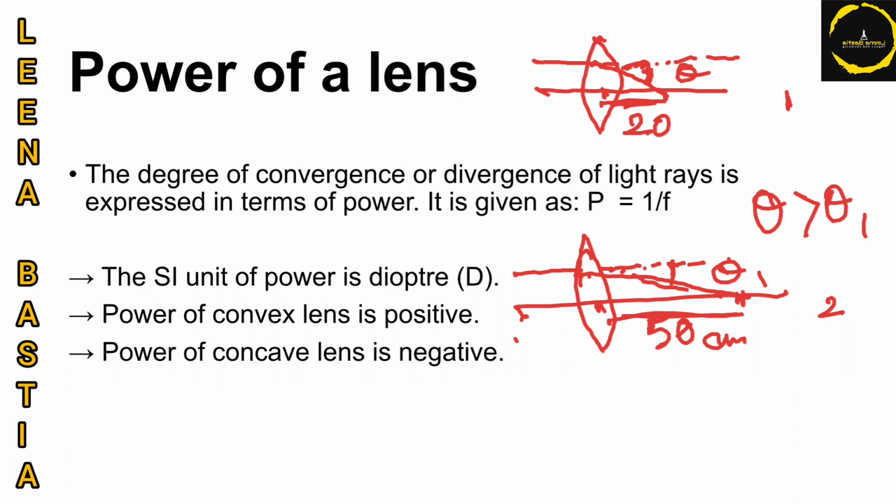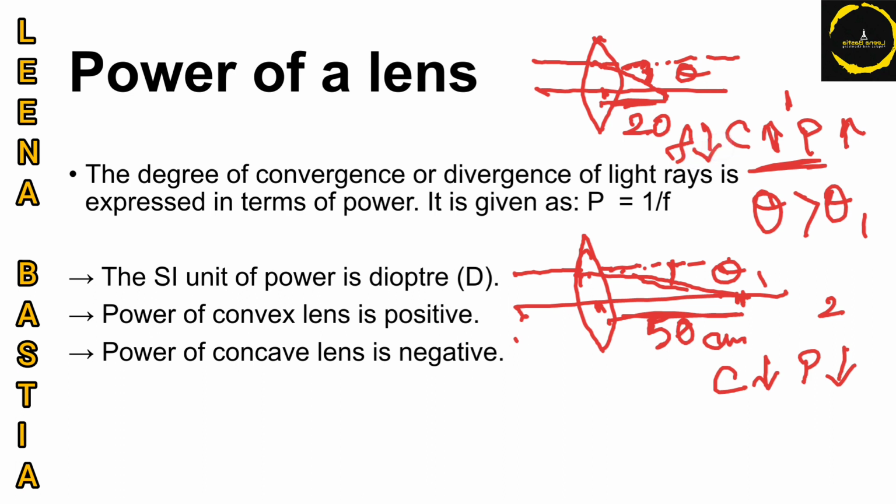So what you are getting here is that the convergence is more, so the power becomes more. Here the convergence is less, so the power becomes less. And why is this happening? Because in this case the focal length is less, and in this case the focal length is more.